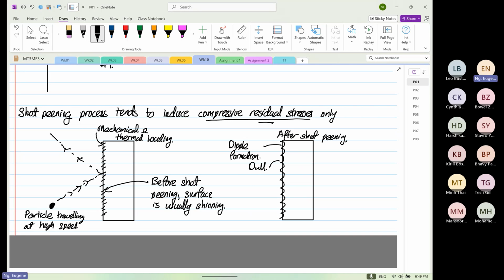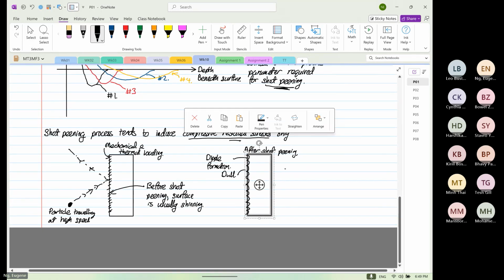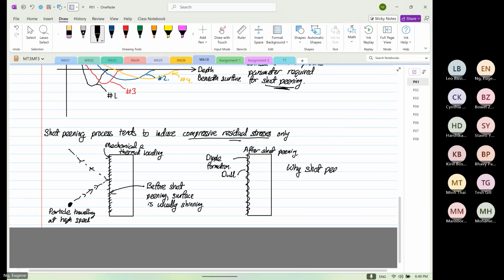Now the next question we tend to ask ourselves: why does shot peening always induce compressive residual stresses? We tend to ask ourselves that question. Whenever you want to remove tensile residual stress, you always go through what?